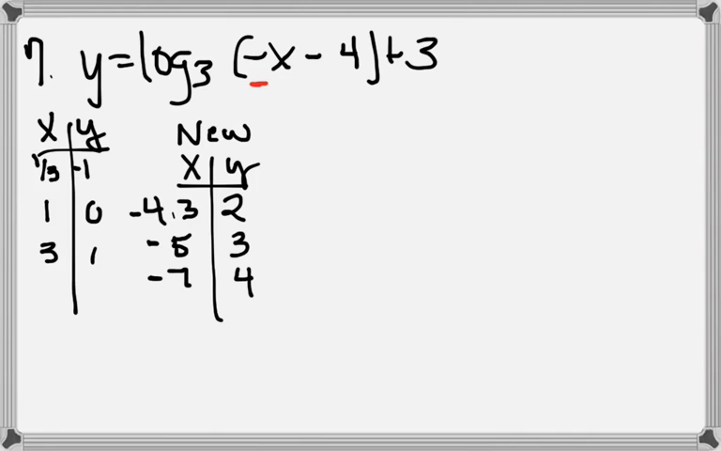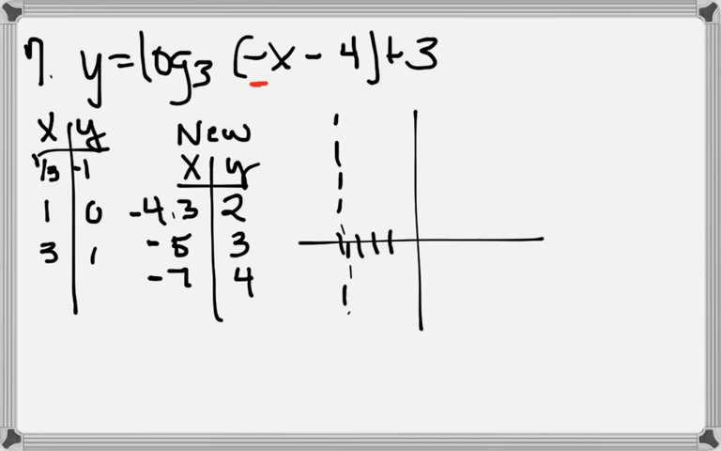Okay, now here's the tricky part. Here's where a lot of you go wrong. What's my asymptote going to be? Negative 4. It's negative 4, because not only do the points get reflected, the asymptote gets reflected too. Remember, the asymptote is part of the x stuff. So we're going to take the asymptote, and it's going to be negative 4. So it'll be right here, and this is x equals negative 4.